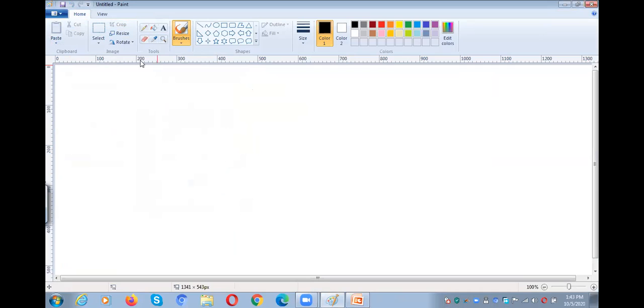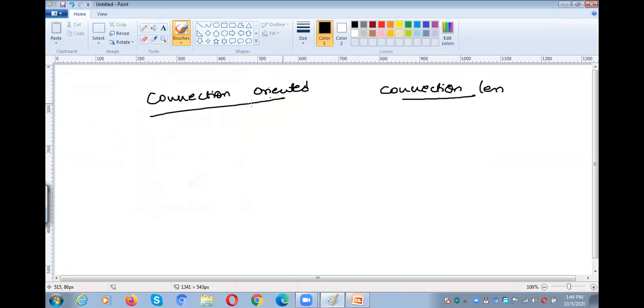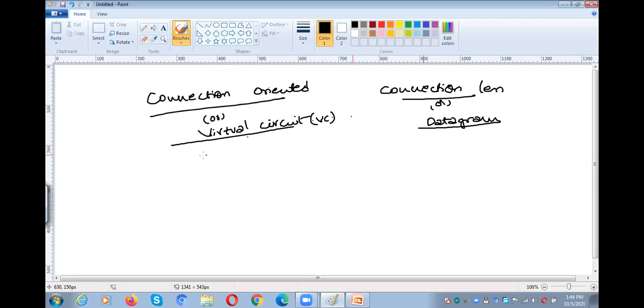There are a total of two types of services. The first one is connection oriented service and the second one is connectionless service. So connection oriented is also called virtual circuit, short name VC, and connectionless is also called datagram. Okay, what are the differences between these two?